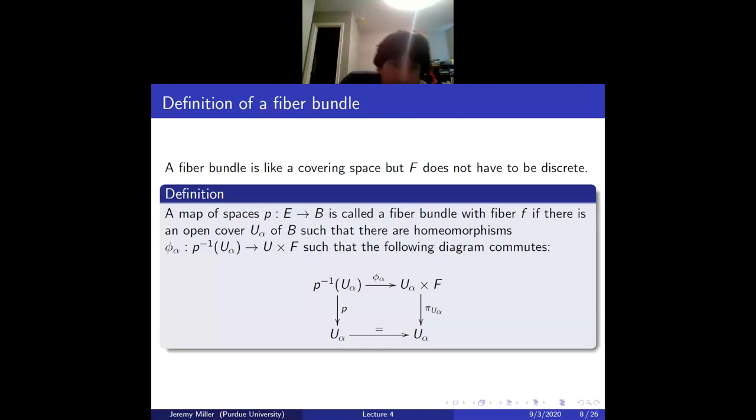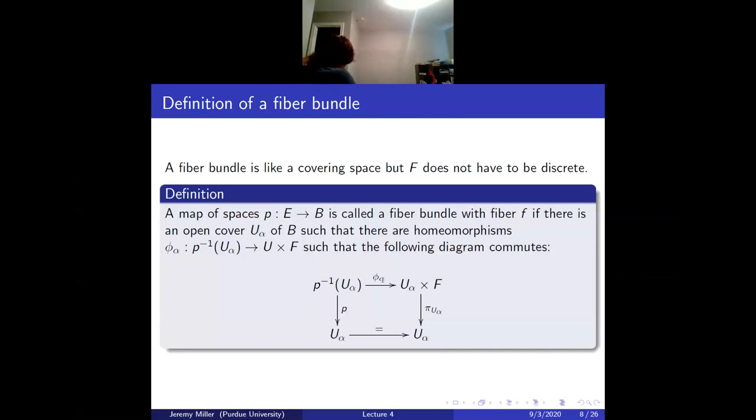Okay, so what's the actual definition? A map is called a fiber bundle if there's an open cover of the base such that the preimage of this open cover looks like products. So there's an open cover U alpha. For each alpha, the preimage of U alpha is homeomorphic to the product, so locally E looks like a neighborhood in B cross some fixed fiber F. Moreover, we choose this homeomorphism to be compatible with the projection. The product has a natural projection down to U alpha, and the preimage has the restriction of P, and we insist that the diagram commutes.